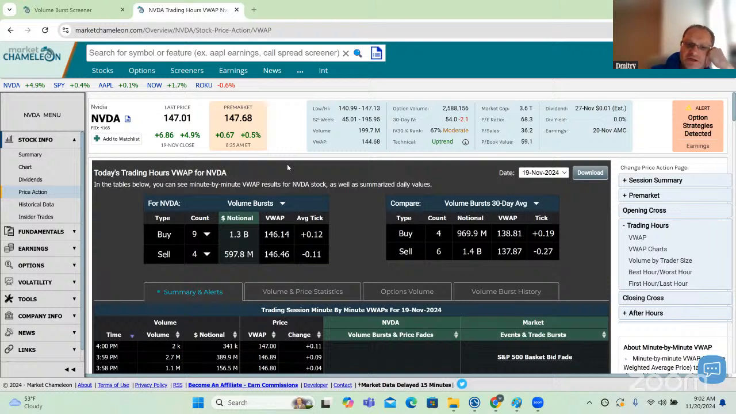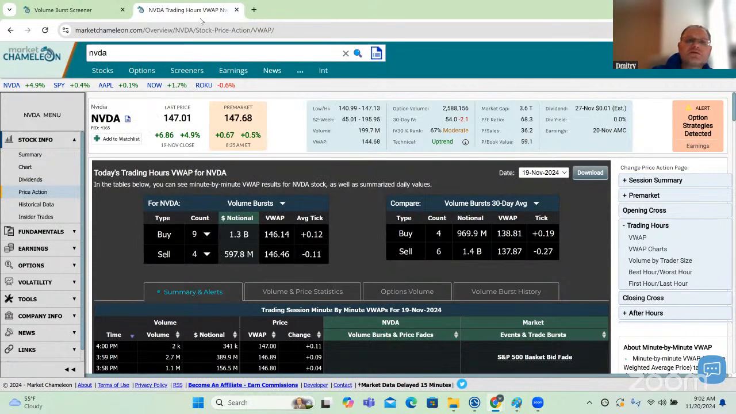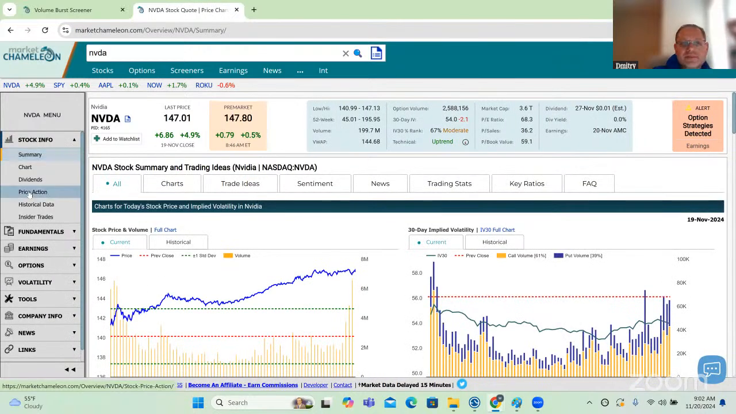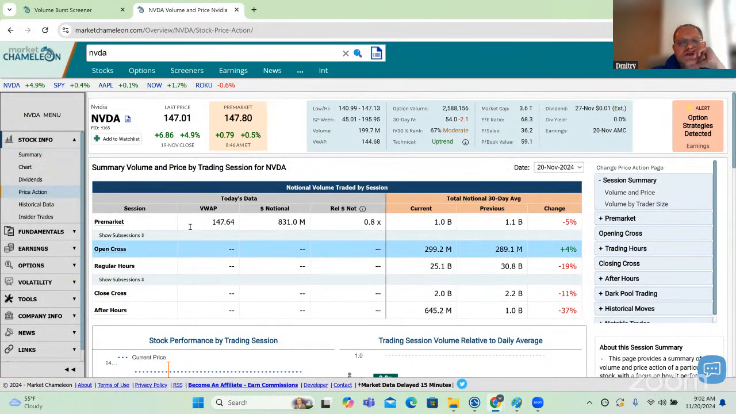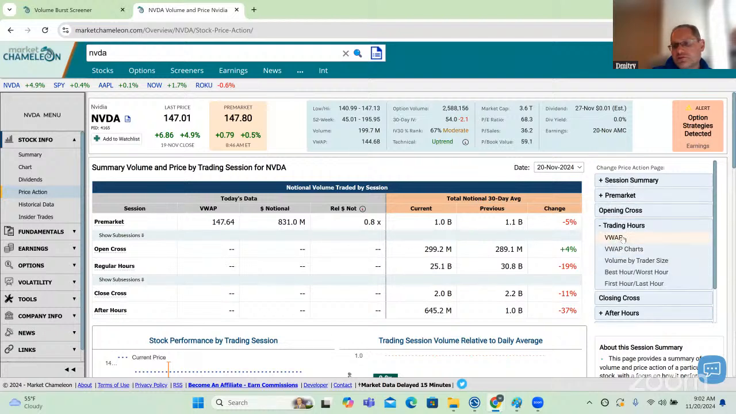I'm going to start out looking at NVDA. To get to this page, go to stock symbol, and I'm going to type in up top NVIDIA. I think you'll end up in the summary page. Once you're in there, go to price action. In the price action, you're going to have these summary statistics. But for our purposes, we're going to go here to the right, and under trading hours, we're going to pick this VWAP table.